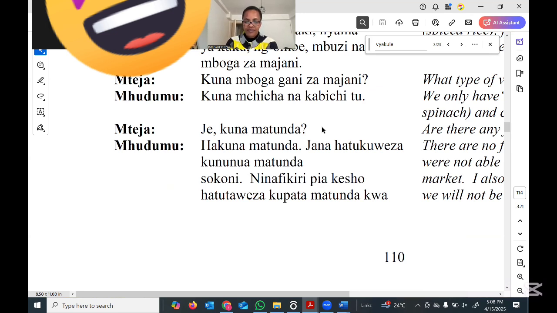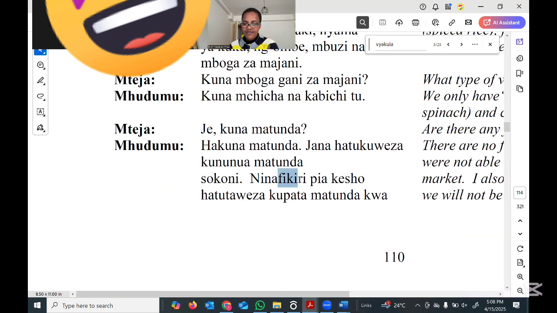And do you have any fruits? There are no fruits. Yesterday, hatukuweza, we visited. Hatukuweza. Weza is to be able. Kuweza, to be able. We weren't able. Yes. To buy fruits at the market.